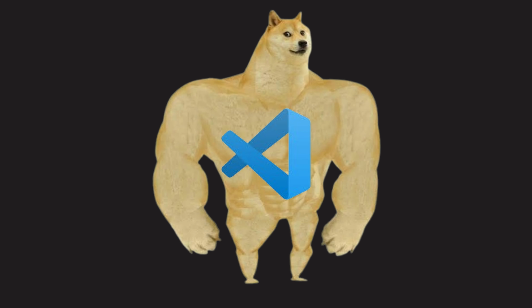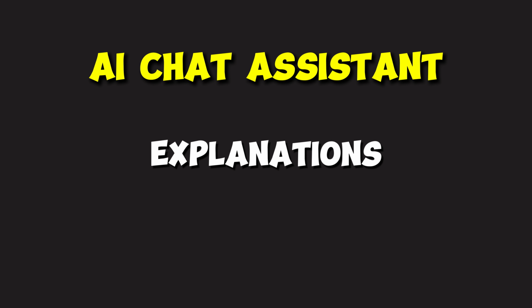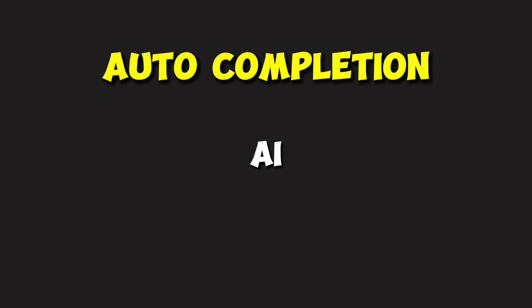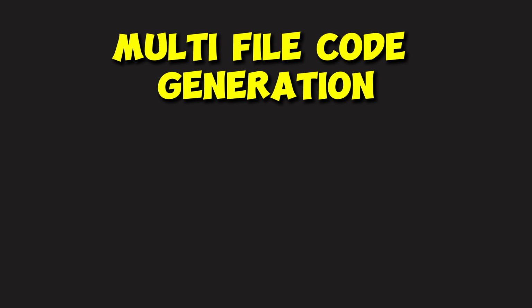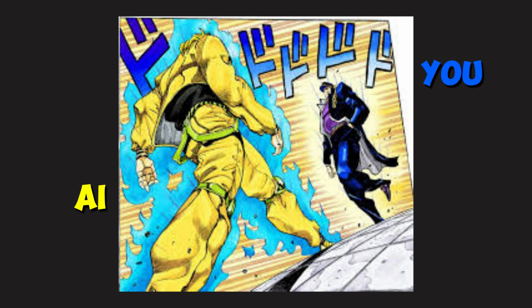It's basically VS Code on steroids. But instead of just being a code editor, it comes packed with AI-powered features like AI chat assistant to debug, brainstorm, and get code explanations, inline editor to modify and generate code directly in your files, auto-completion to give you AI-powered suggestions as you type, image to code to turn UI designs into functional components, multi-file code generation to let AI generate entire features. And if you watch this video till the end, you might still stand a chance against AI.